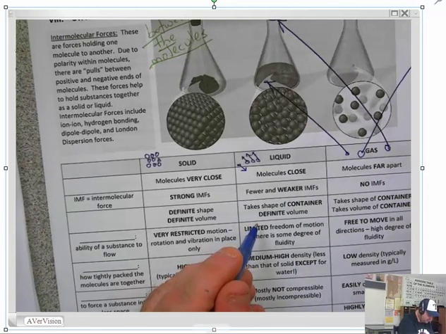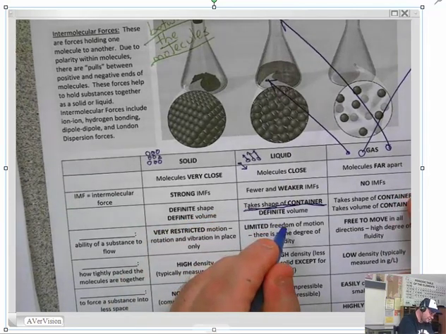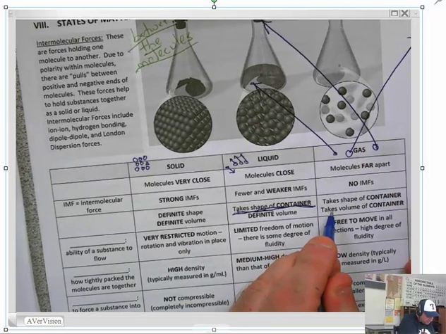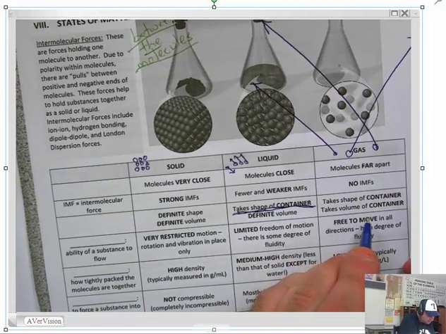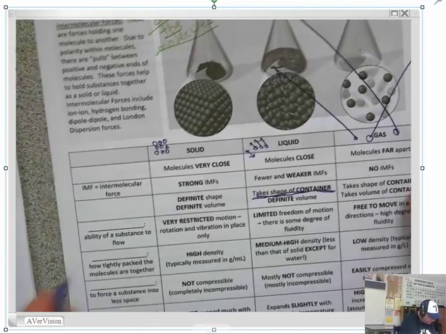They take the shape of the container, but they have a definite volume. Gases take the shape of the container, and they also take the volume of the container as well. Okay, fluidity.